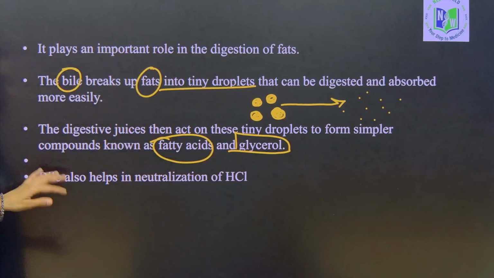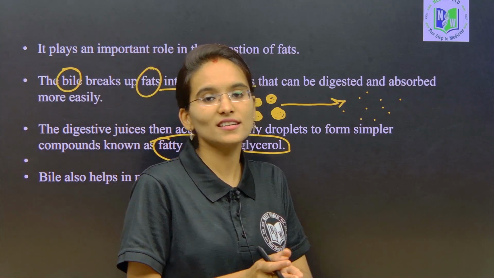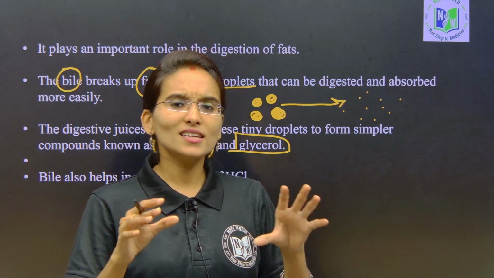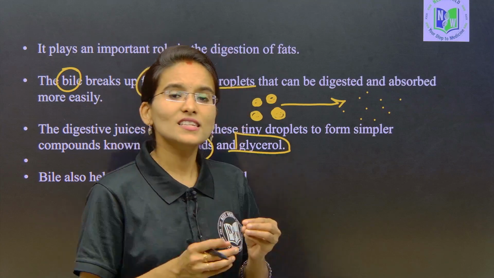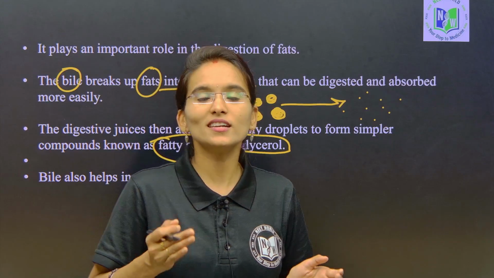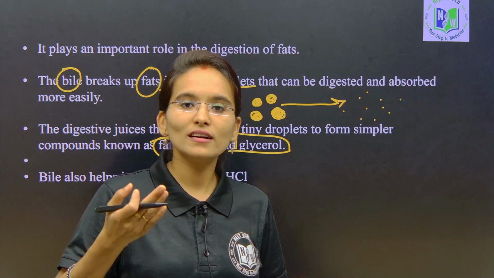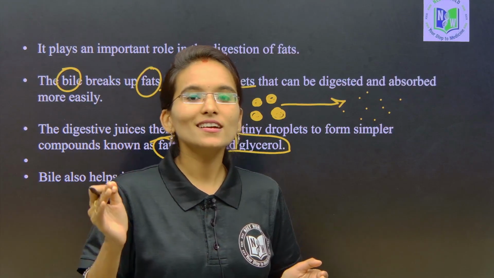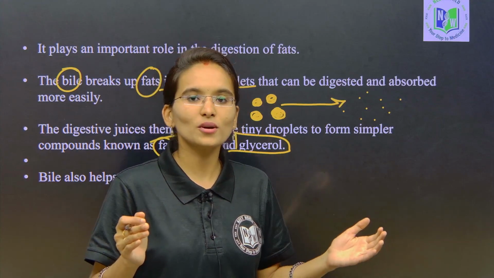Yes, my dear students, and next, bile also helps in the neutralization of the HCl sometimes. So, understood about the liver. Usually the liver is reddish or brownish in color. It is one of the largest glands, and it is situated at the upper part of the abdomen on the right side, because on the left side we can find the stomach.